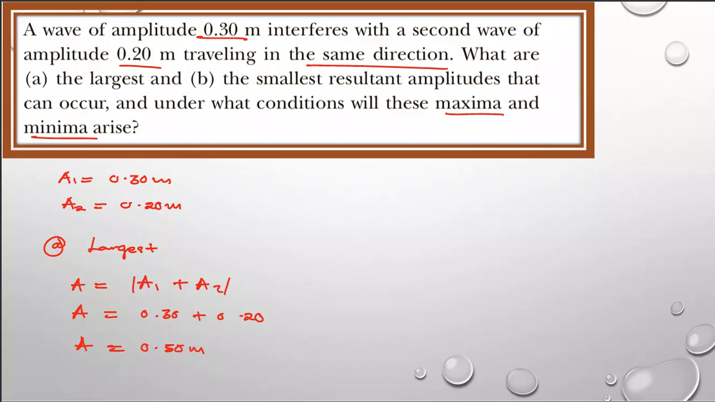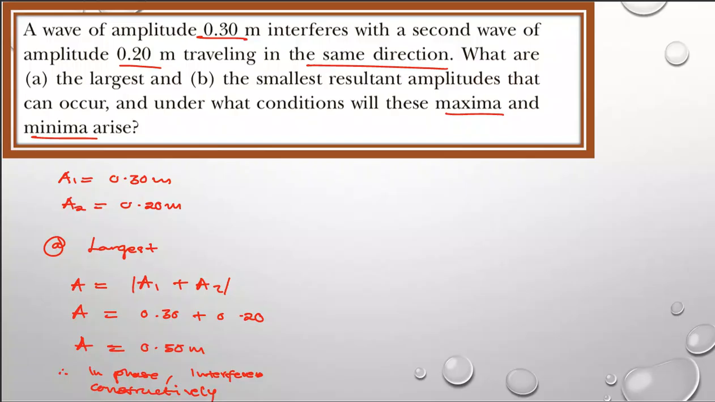Okay, so another question is under what condition? This is going to happen when the two waves are in phase, or they interfere constructively. So under constructive interference, the two amplitudes are going to meet up. We are going to add the two amplitudes.